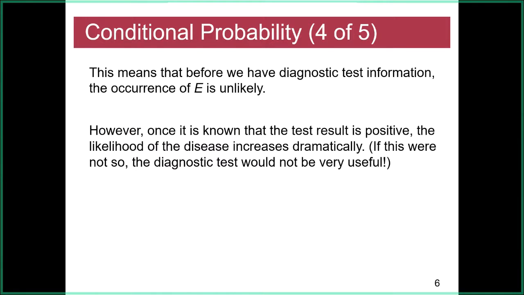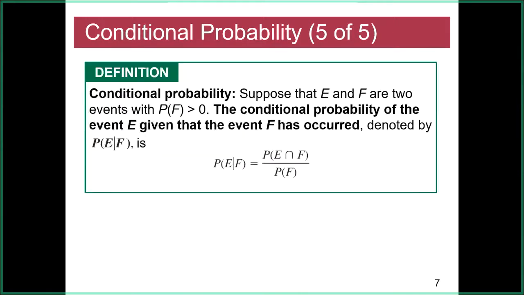So what this means is, before we have the test information, the occurrence of E is very unlikely. But once we have the results of the test and know that it's positive, then the chances of that event E, of having the disease, go up dramatically. If this were not the case, of course, it wouldn't be a very good test.